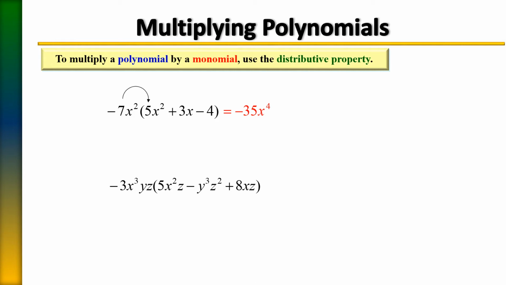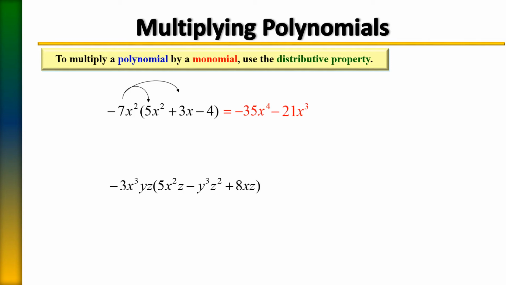Next, we must distribute negative 7x squared with the 3x. So negative 7 times positive 3 is going to give me negative 21. Add the exponents of your variables, 2 plus 1. That's going to give you x to the third power. So the next term is going to be negative 21x to the third power.